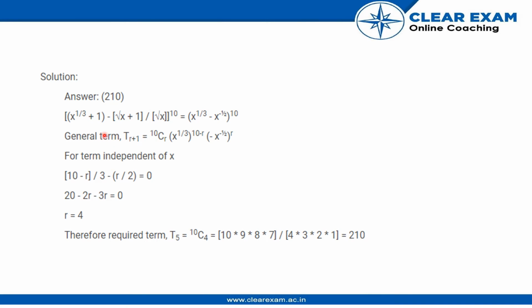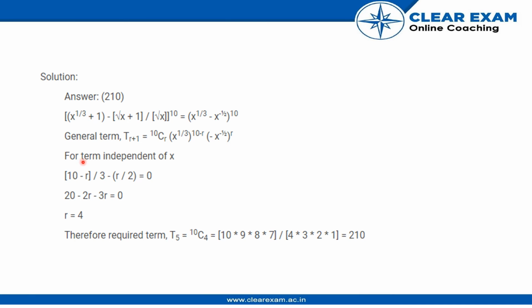So on solving the expression given in the question a bit further, we have (x^(1/3) + 1 - (√x + 1)/√x) the whole raised to power 10, which is equal to (x^(1/3) - x^(-1/2)) the whole raised to power 10. The general term will now be T(r+1), that is 10Cr into (x^(1/3)) raised to 10 minus r, into (-x^(-1/2)) the whole raised to power r.